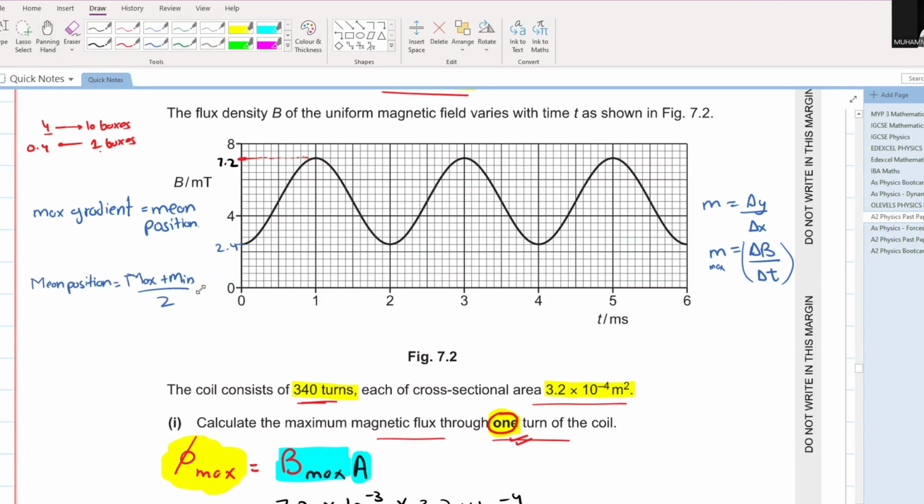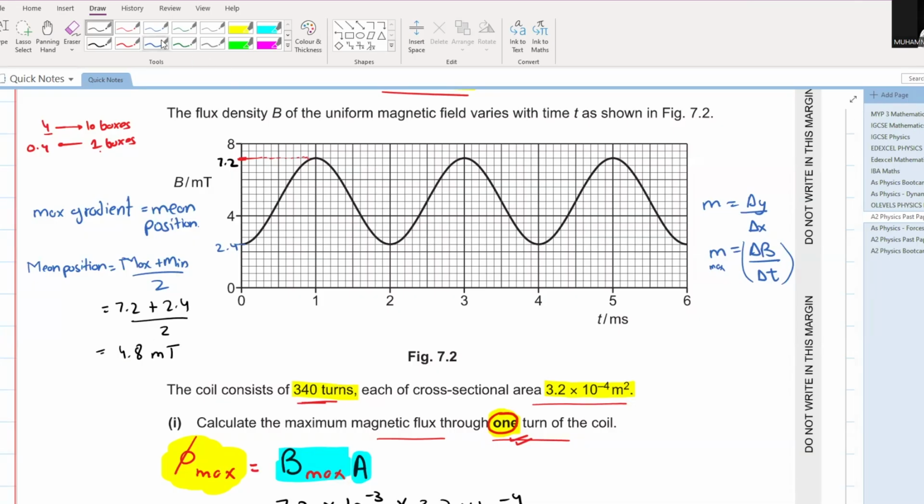Beta, how do we find the mean position? Maximum plus minimum divided by 2. What is the maximum value? 7.2. What is the minimum value? 2.4, divided by 2. What does your answer come out to be? 7.2 plus 2.4 divided by 2. This comes out to be 4.8 millitesla. Simple as that. So basically, your mean position is at this point.